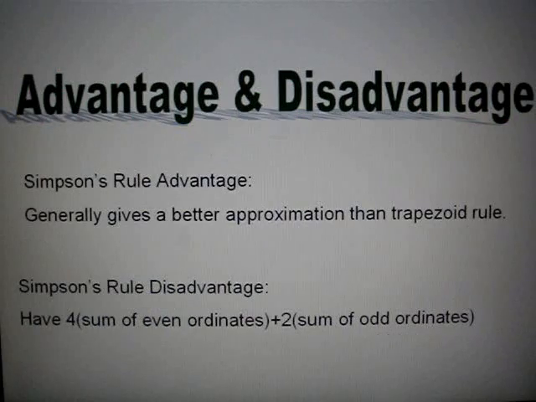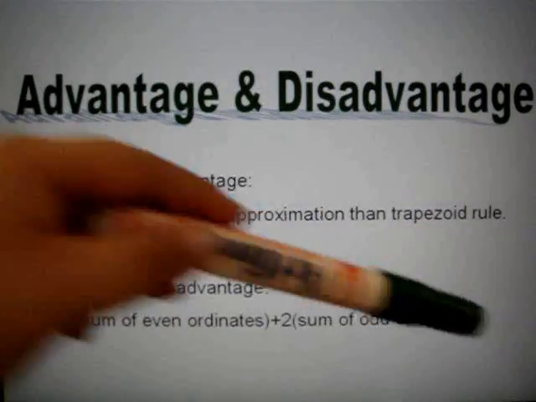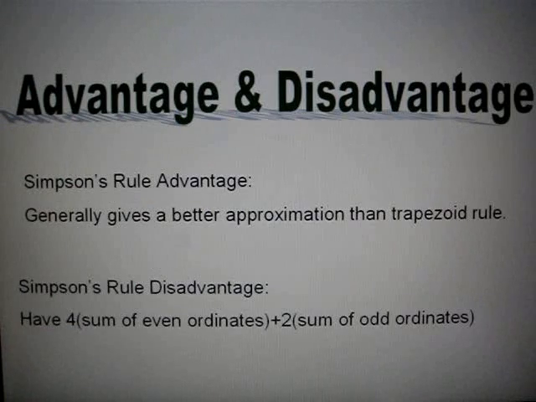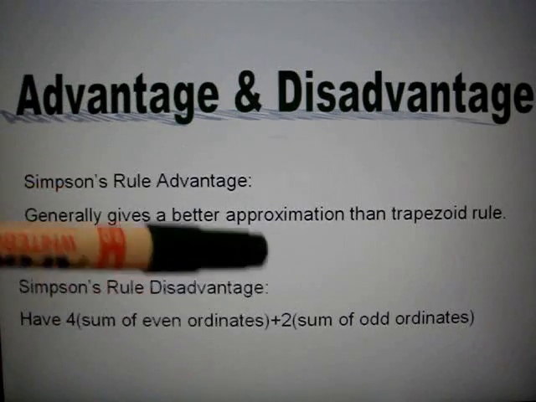Okay, now let's go on to the advantage and disadvantage. The advantage of Simpson's rule is that it generally gives a better approximation than the trapezoidal rule. The disadvantage of Simpson's rule is that it has 4 times the sum of even coordinates plus 2 times the sum of odd coordinates.